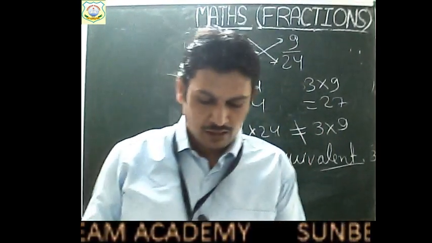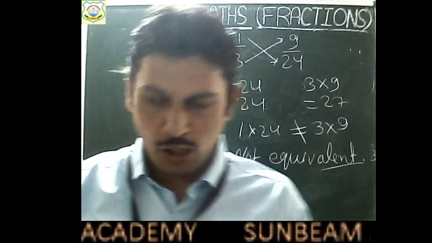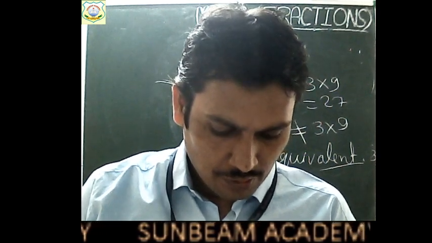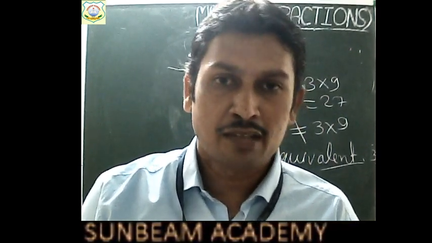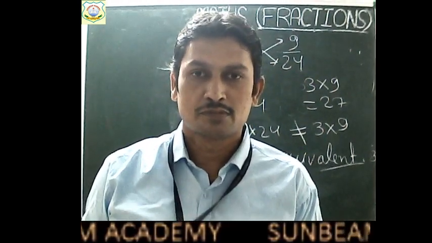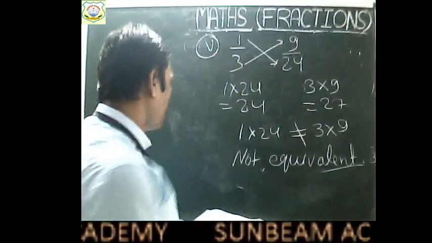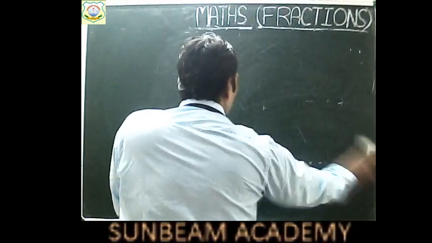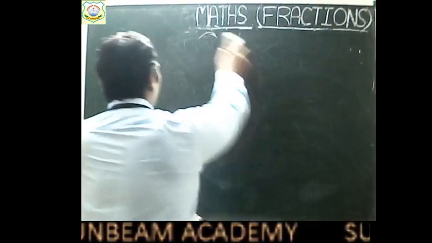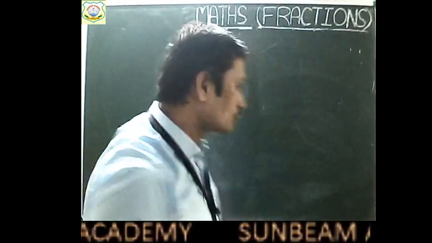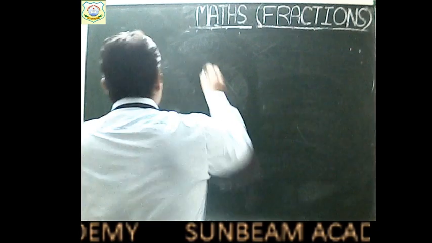Third question is, find the equivalent fractions of 3 by 5 having the denominator 30. First part is denominator 30 and second part is numerator 24. This is the question, children. So how to solve the third question? Now we have to find the equivalent fraction in which numerator is given and then denominator is given. So one by one we will solve, children.